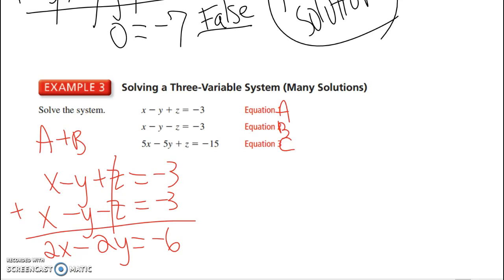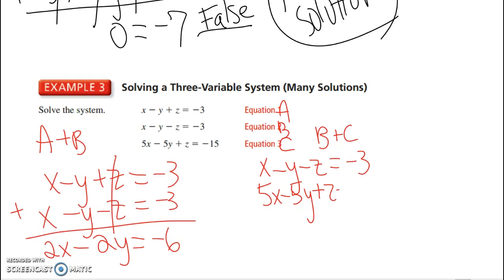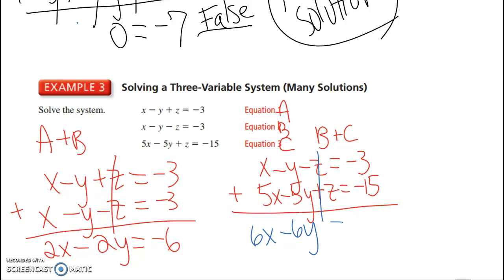Then I can also cancel my z's by adding equations B plus C. So I have x minus y minus z equals -3, and 5x minus 5y plus z equals -15. If I add these all up, I'm going to get 6x minus 6y, z's cancel, equals -18. And now I have my equations D and E similar to example 1.